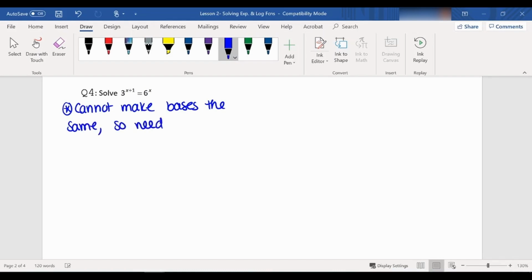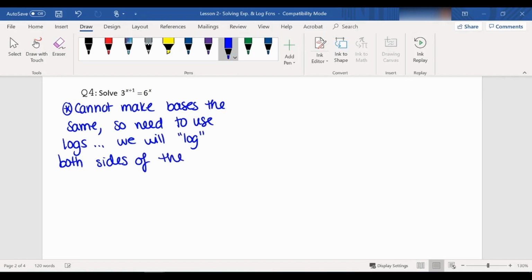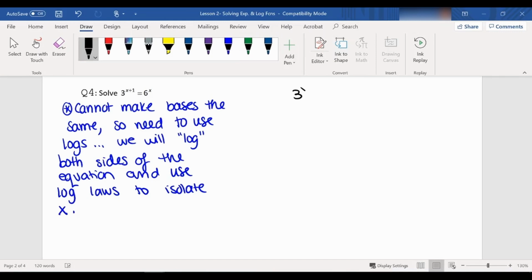So we need to use logs. We will log both sides of the equation and use log laws to isolate x. Okay, so this is my equation, right? If I log both sides, it literally is just that. We're going to log both sides.